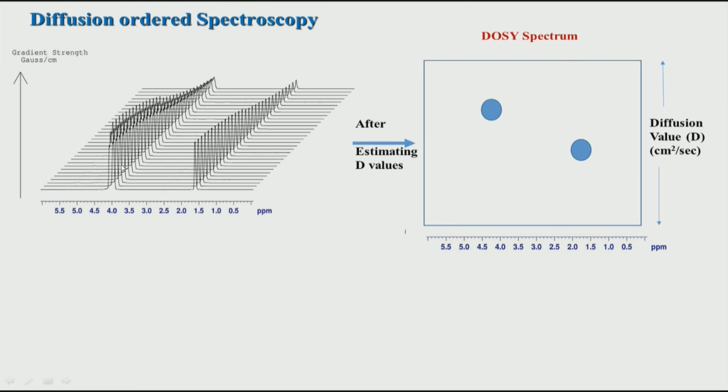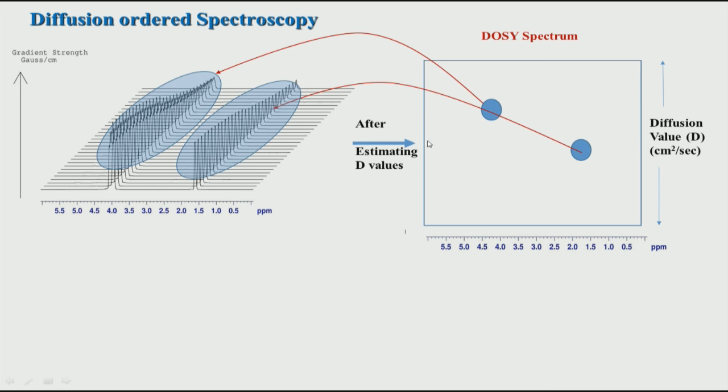Suppose, imagine that these two are not the same molecule, these two peaks we are seeing here may not be the same molecule. Then in that case, if I extract the diffusion values, this whole series profile may correspond to a different D value because it is a different molecule, and similarly this whole profile may correspond to a different diffusion and it may be a different molecule.